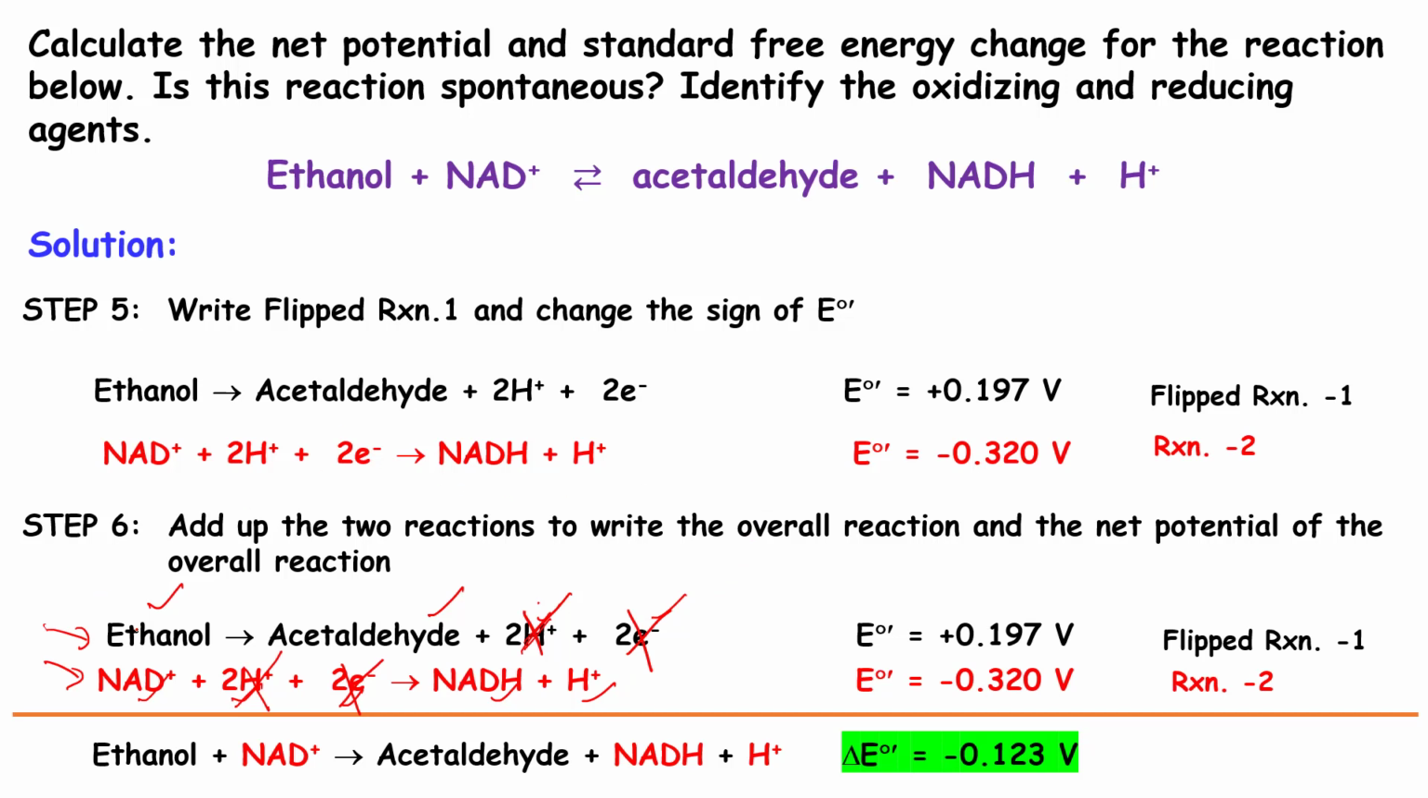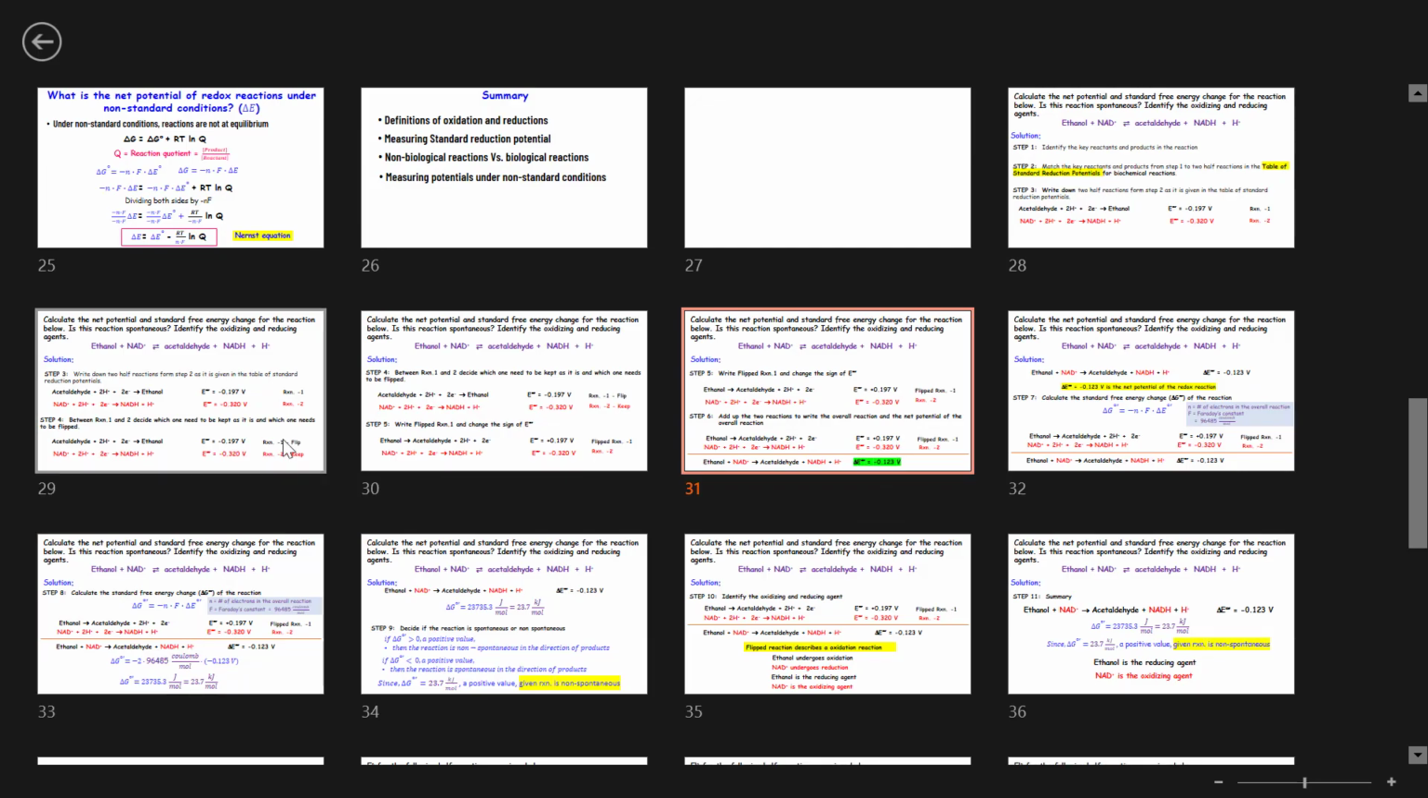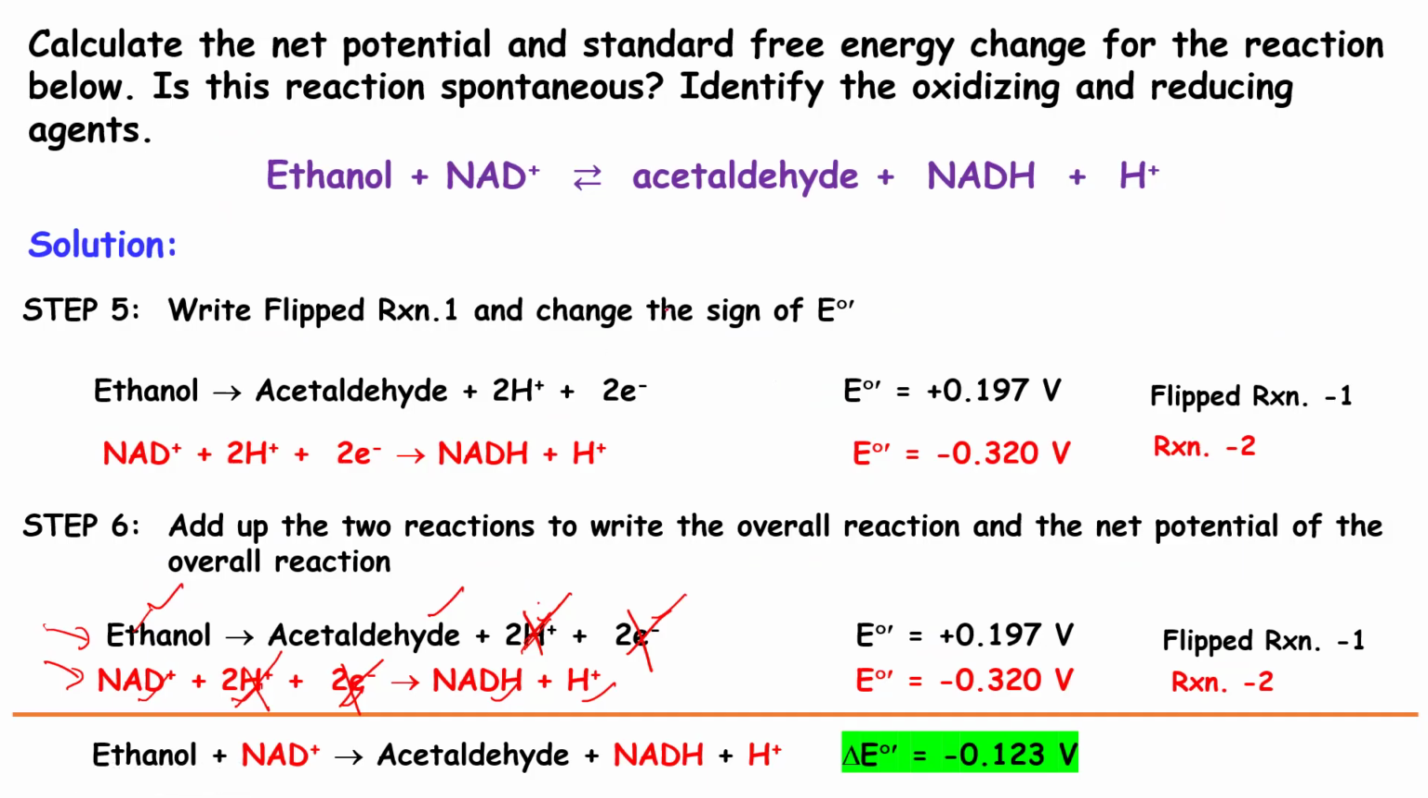For example, we have NAD plus and ethanol over here. We have the ethanol right over here, and you can see that this ethanol matches the ethanol on the left side. NAD plus is over here. The NAD plus matches the NAD plus over here. And there's nothing else on the left side of the arrow. So we move on to the right side of the arrow.